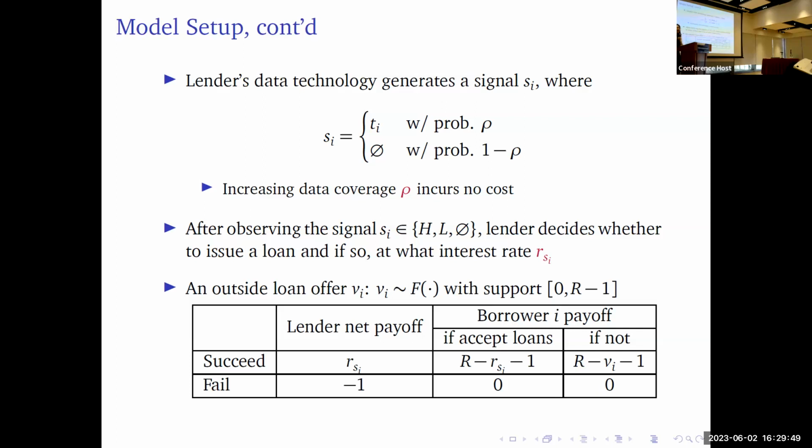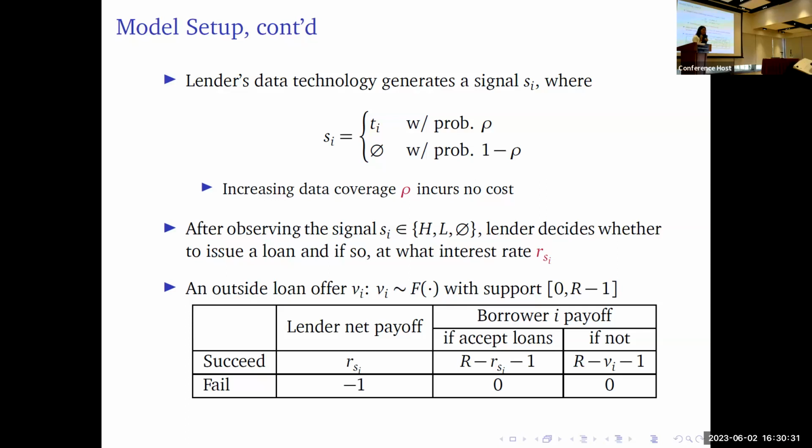Next, about the data technology of the lender. So the lender has a data technology. Okay? The data technology in this model is summarized by a signal S. So S can reveal something about the digital profile T. And how do we model the advancement of this data technology? With probability rho, the signal S will perfectly reveal the digital profile. And with the remaining probability, the signal just remains uninformative.